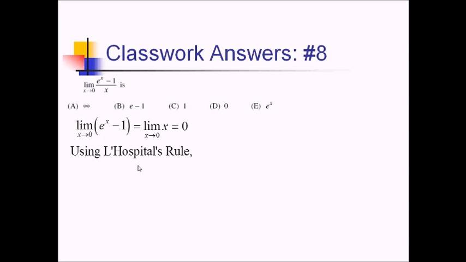So taking my derivatives, I've got the limit as x approaches 0 of e to the x, the derivative of the numerator, over 1, and now plugging 0 back in, we have e to the 0, which is 1, over 1, comes out to 1. Choice C.